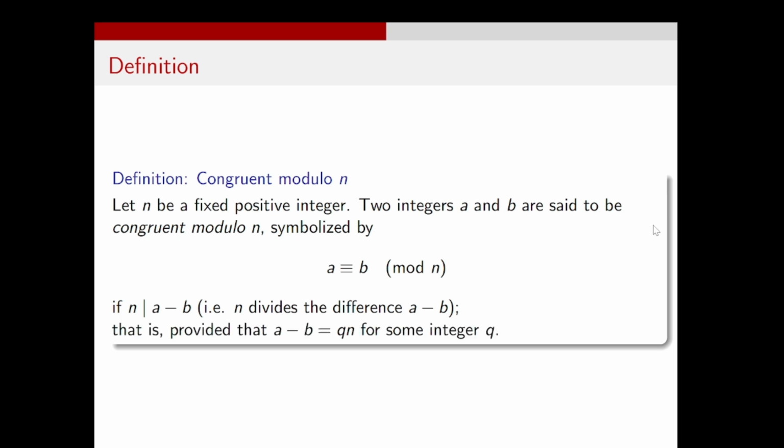That means a minus b must be equal to qn for some integer q. If you have an integer q for which a minus b is equal to qn, then n divides a minus b, and n divides a minus b means a is congruent to b modulo n.